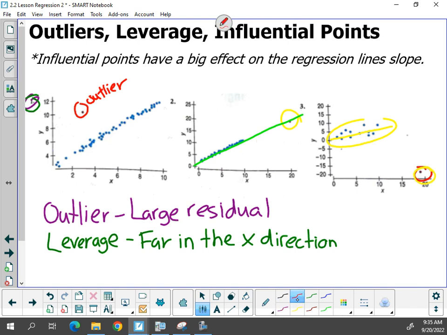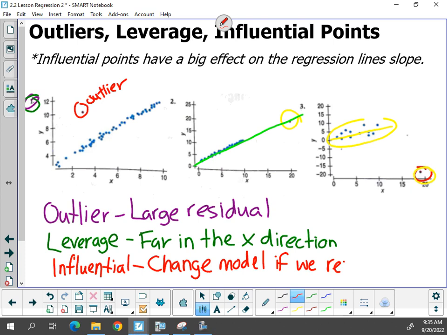And then lastly, a point that is influential is going to change the model if we remove it. So it will change the equation if we remove it. If we look at this middle one first, that point pretty much follows that trend, so this one would not be influential. If we take that out, our line that gets graphed is going to be about the same.